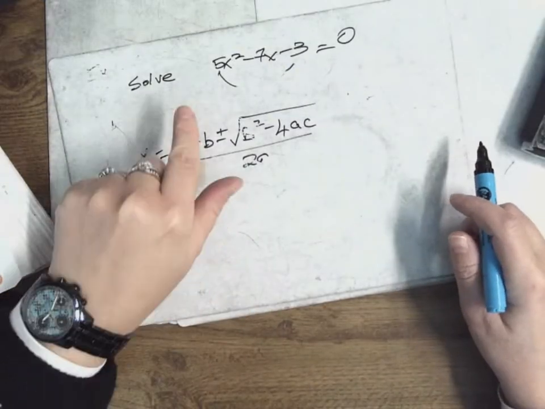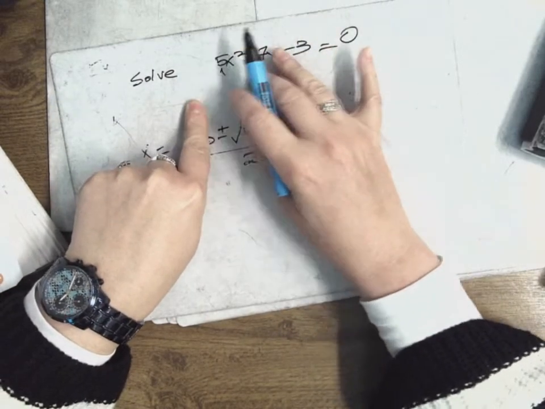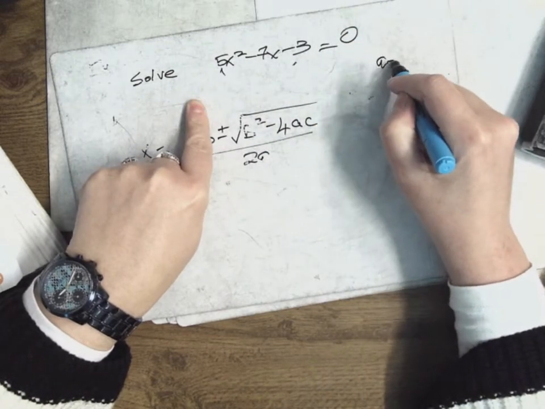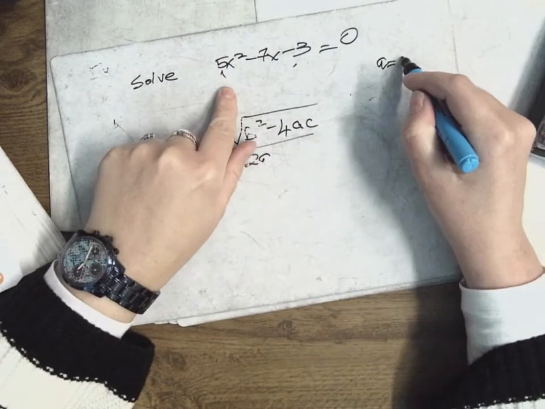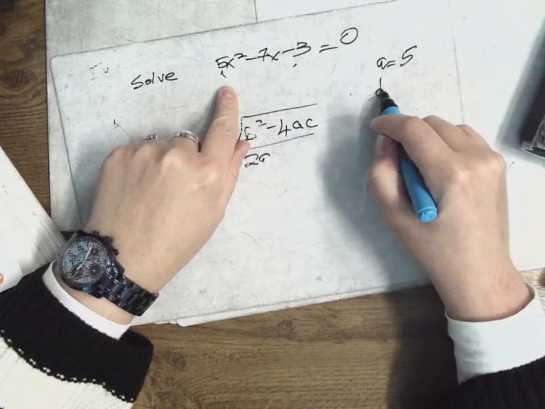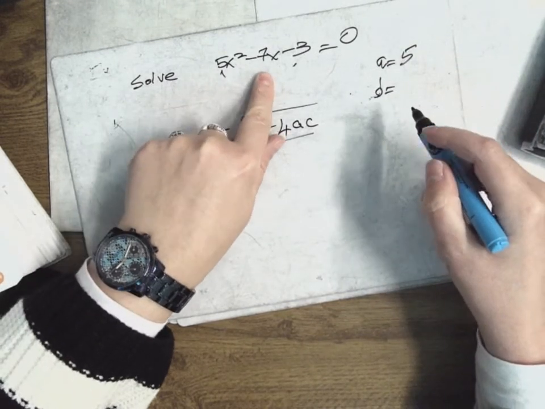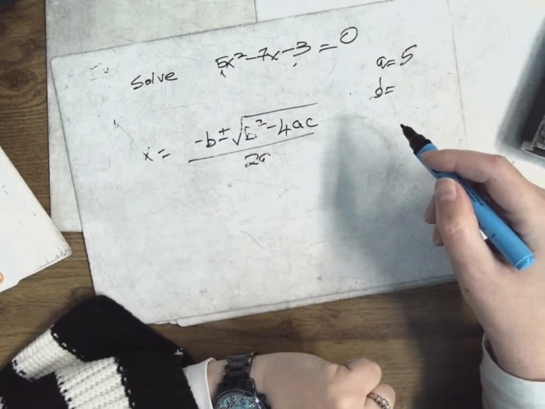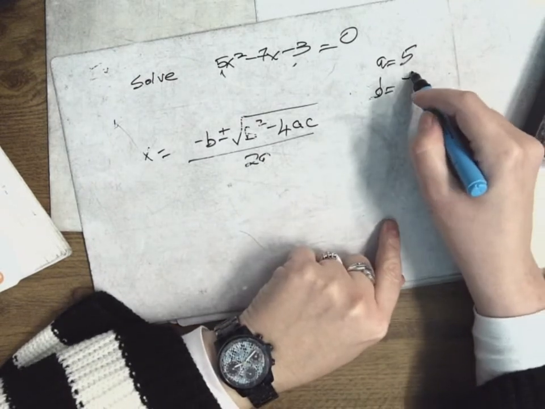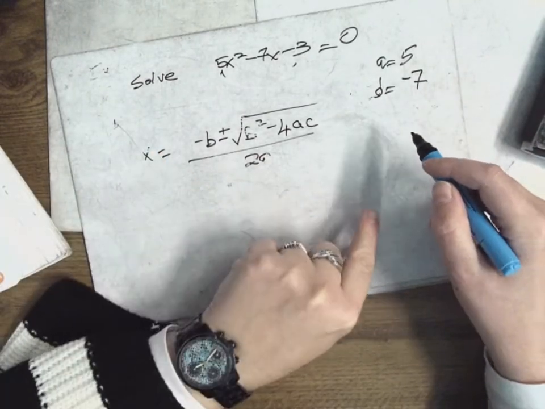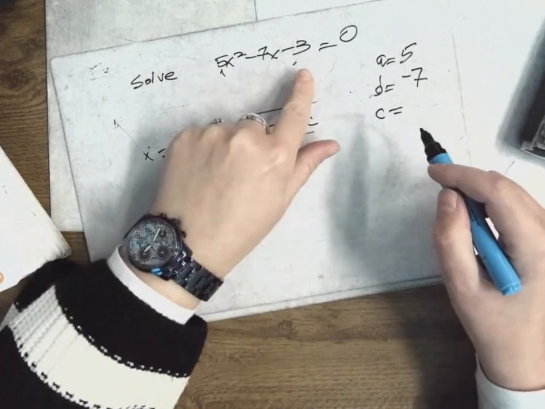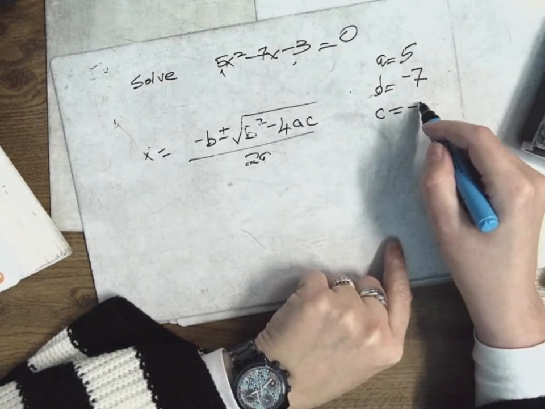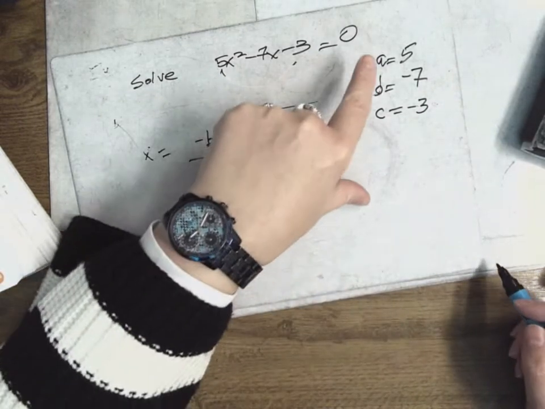So what you do is, A is the number written in front of x squared. So here's my equation. What number is written in front of x squared? 5. B is the number written in front of x. What number is written in front of x? 7. Who said 7? You're wrong. It's almost 7. It's minus 7, isn't it? So if there's a minus sign, you have to take it. And C is the number written by itself. Minus 3. So A, B, and C are just numbers.